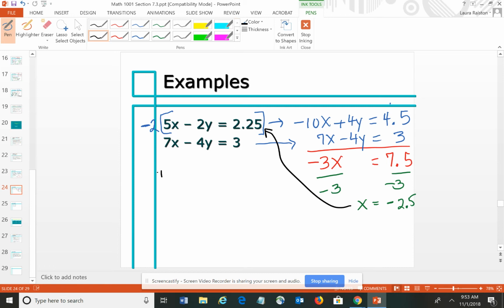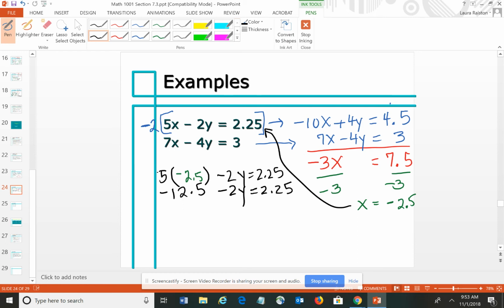So I would have 5 times -2.5, substituting in the value that I know, and then continuing with the calculations, minus 2y equals 2.25. So 5 times -2.5 gives me -12.5 minus 2y equals 2.25.